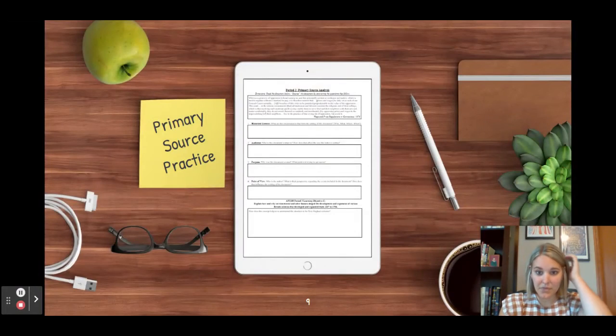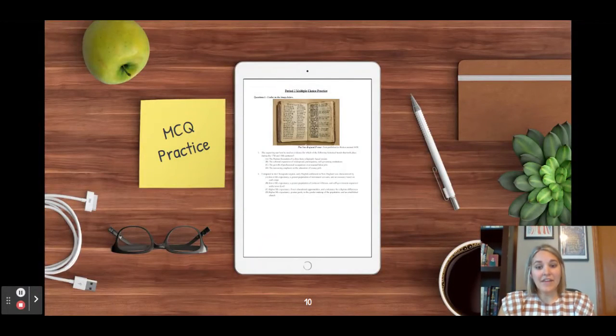Then as usual, we're going to be looking at a primary source practice. So if you remember from the introduction video this week, one of the themes that we're looking at is politics and power. And this document is related to the early government in Connecticut. So take a look at that with the lens of politics and power. And then finally, we're doing a little multiple choice practice again.